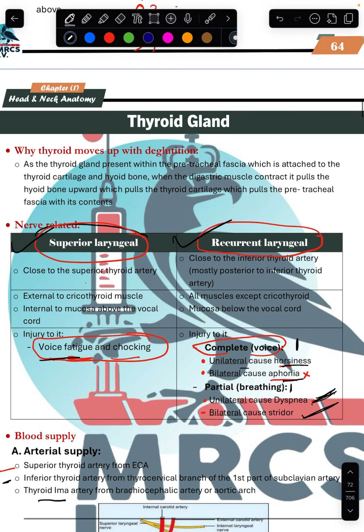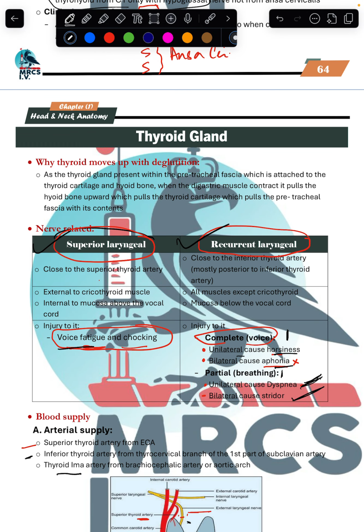Now coming to the thyroid gland. An important question: why does the thyroid move up with deglutition? The thyroid gland is enclosed by the pretracheal fascia, which is attached to the thyroid cartilage and hyoid bone. When the digastric muscle contracts, it pulls the hyoid bone upward, which pulls the thyroid cartilage, which pulls the pretracheal fascia and its contents. That's why the thyroid gland moves with deglutition.